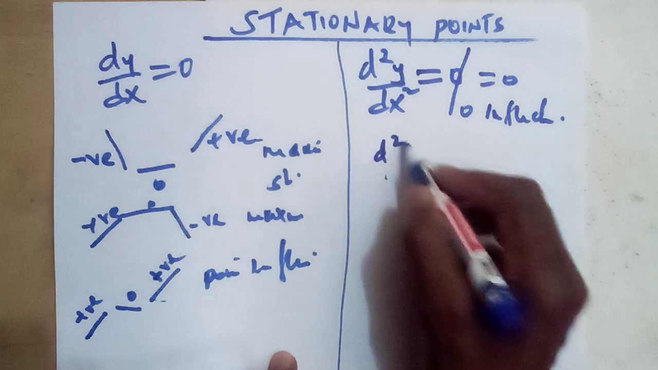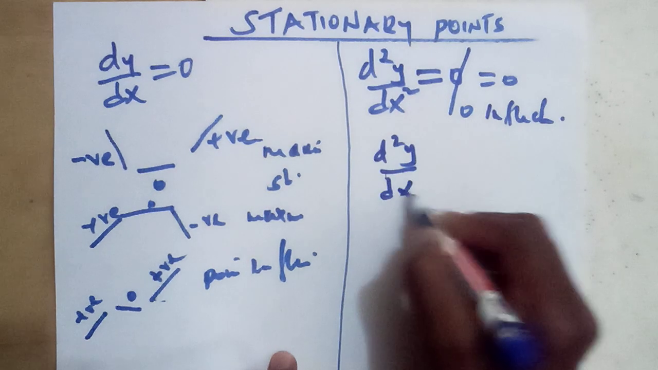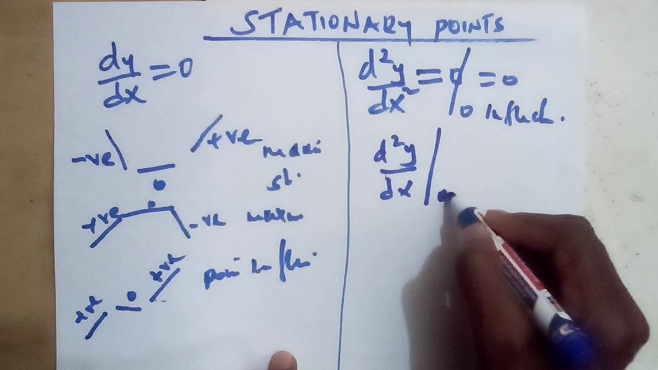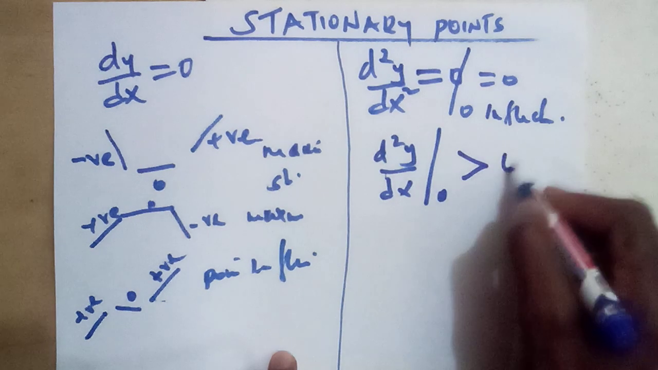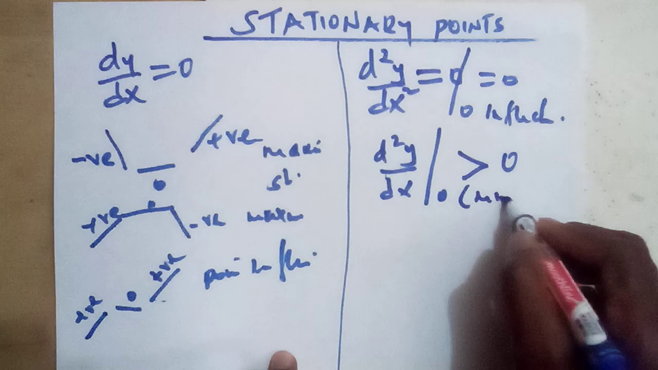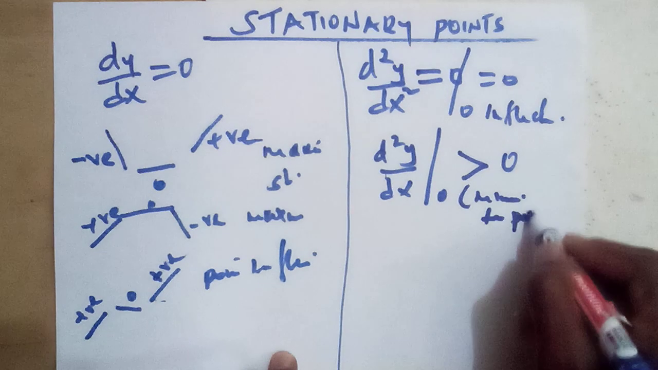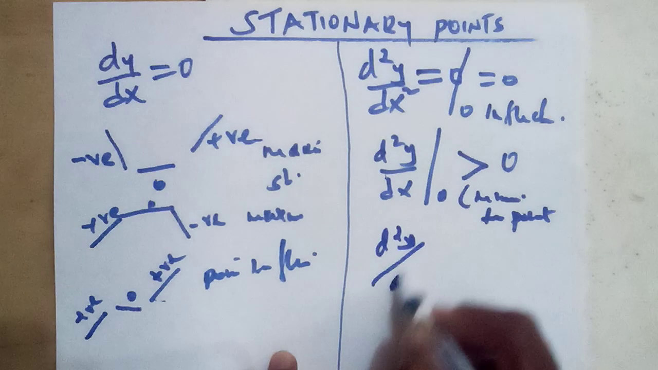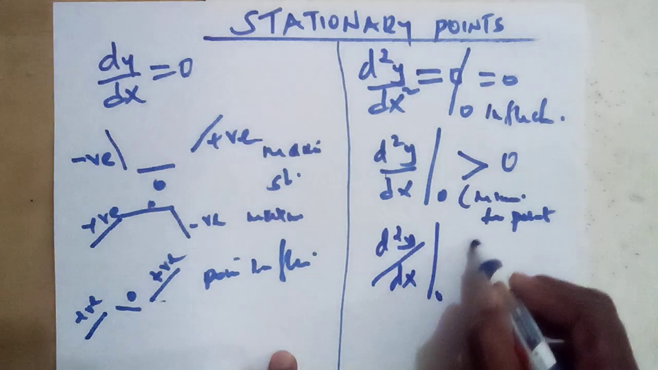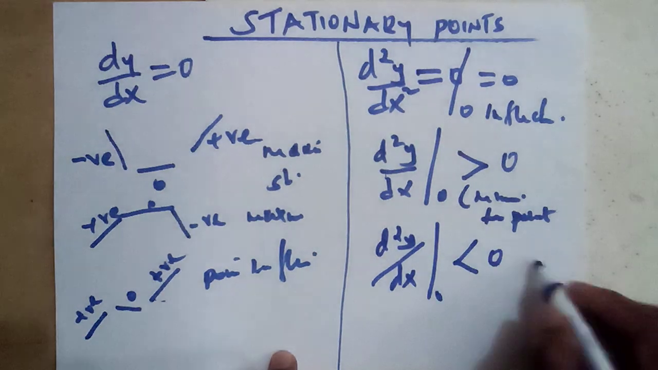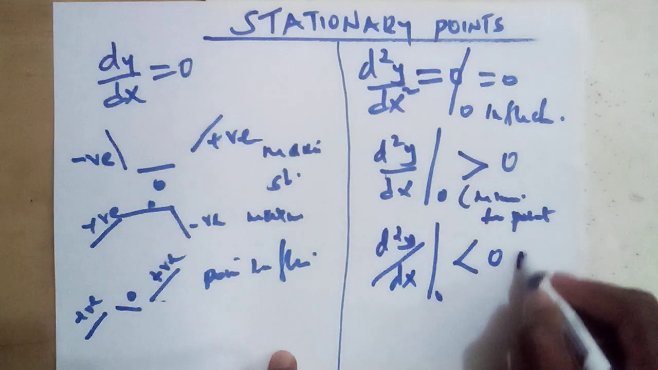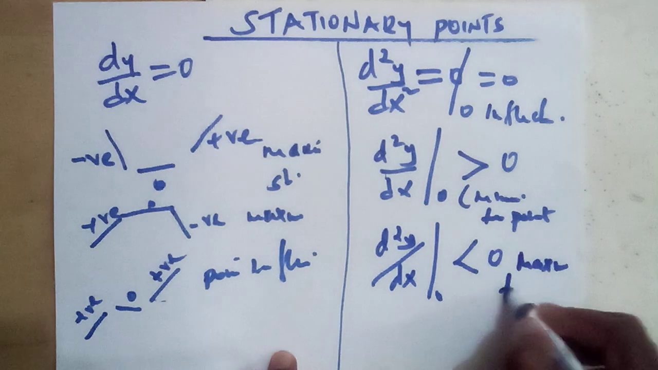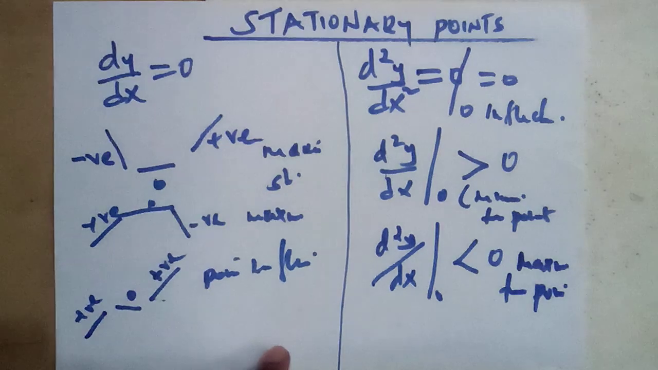If I take the second differential, d2y/dx², at the stationary point, and I get that this is greater than 0, then it tells you that it is the minimum turning point. And if I do the second differential at the stationary point and I get that this is less than 0, then this is referred to as a maximum turning point. And that's how easy it is to classify those particular points.